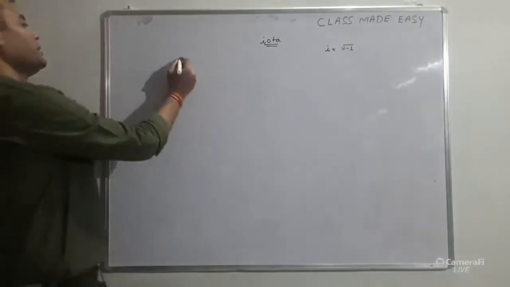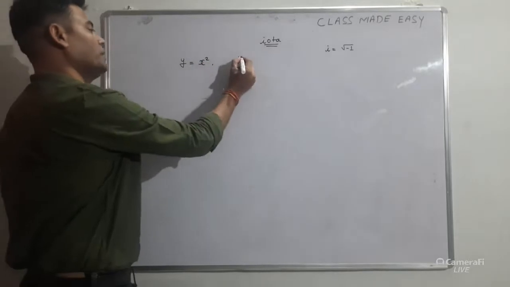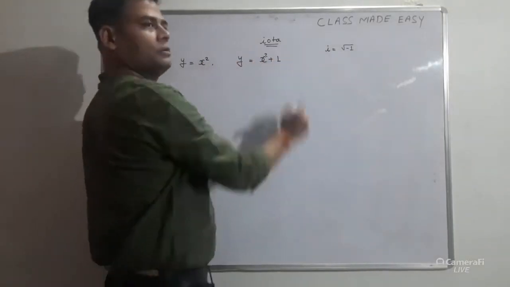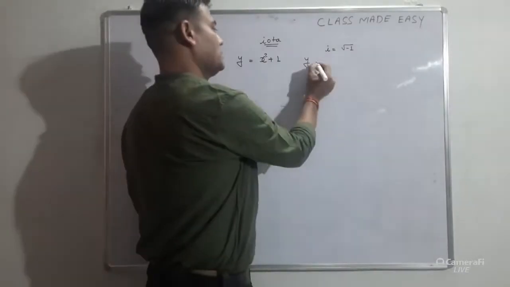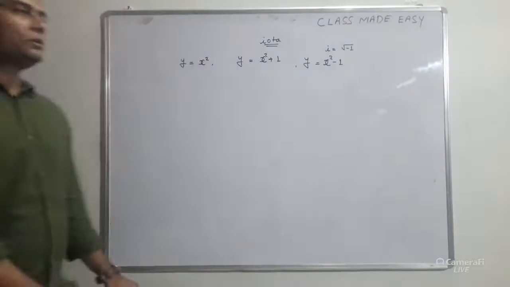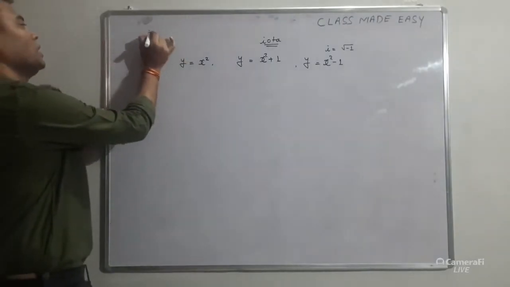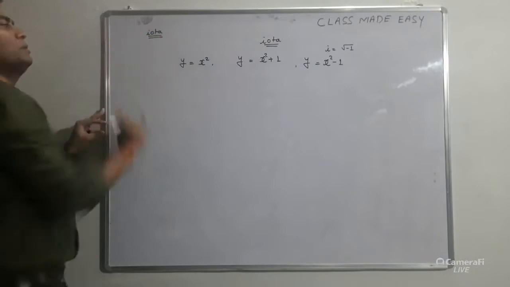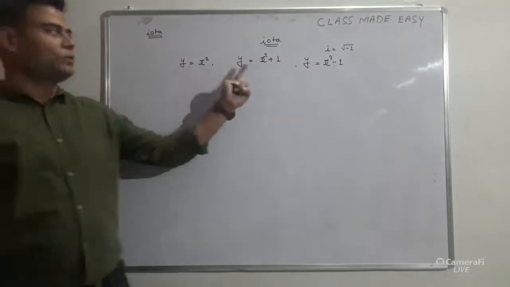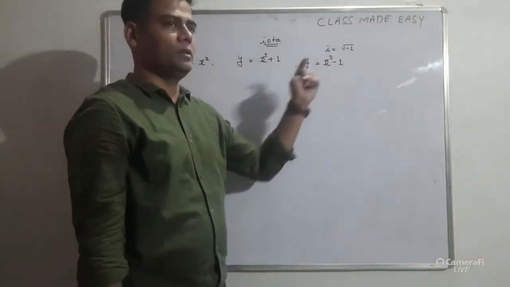I will take three graphs: y equals x square, y equals x square plus 1, and y equals x square minus 1. So here I am teaching about iota. What is iota? How did it come? So I took three graphs: y equals x square, y equals x square plus 1, and the last one is y equals x square minus 1.